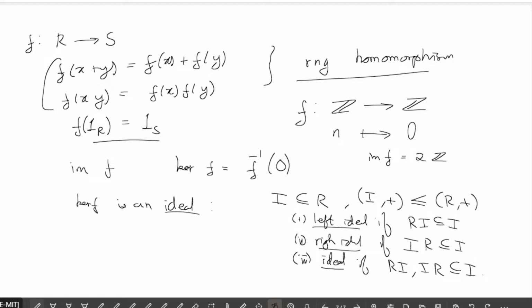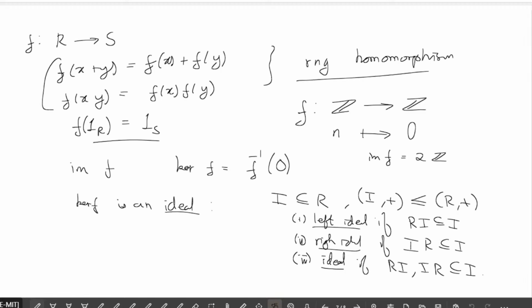Okay, so ideals are these. Fine, left ideal, right ideal. In the case of unital rings, you are right that you can just write Ri equal to I. First, Ri is contained in I by this definition. Why is I contained in Ri? Because R has 1, so 1 times I works.